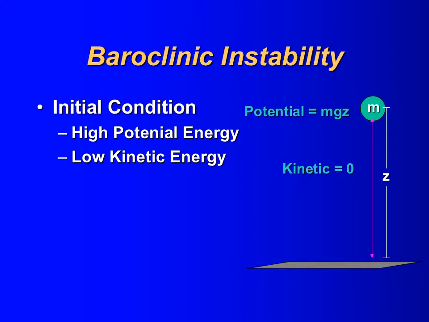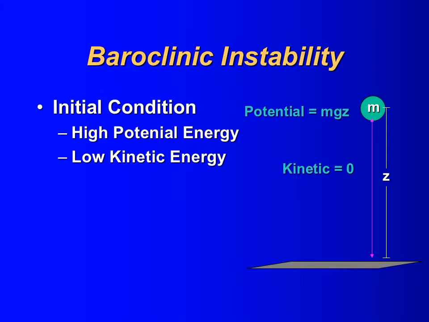So we're going to look at what's driving baroclinic instability. And you can relate it to the energy that a system has. Usually a system starts out with high potential energy, converts that potential energy to kinetic energy, and pretty soon all the potential energy is turned into kinetic, and then eventually the kinetic dissipates also.